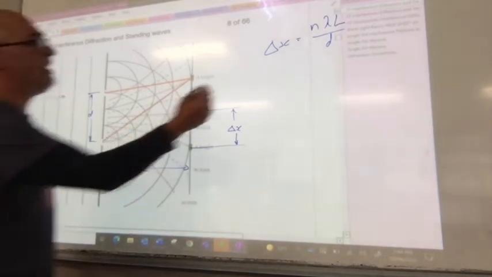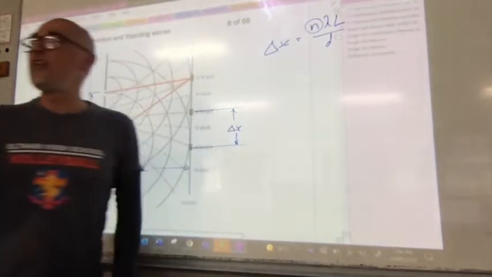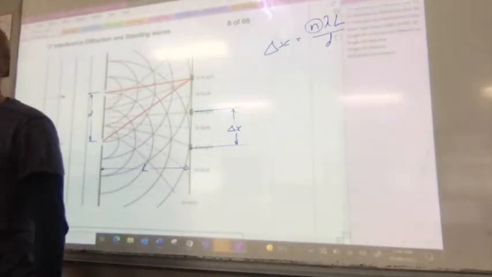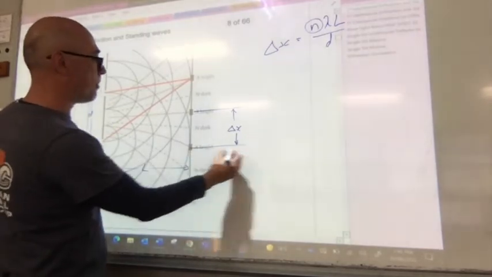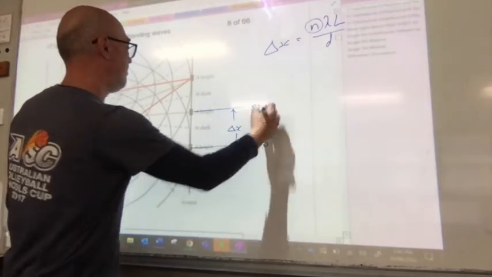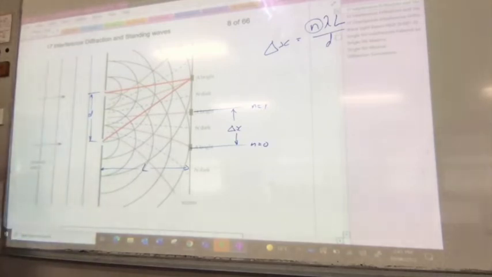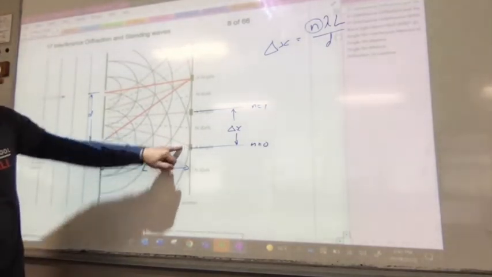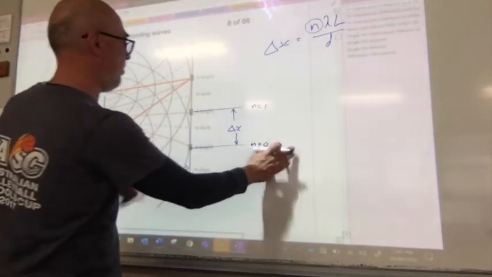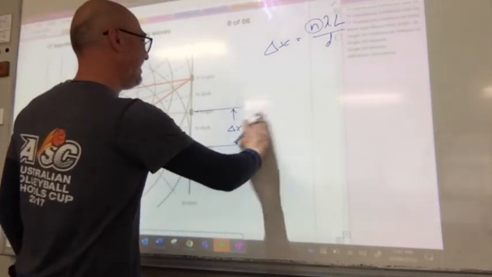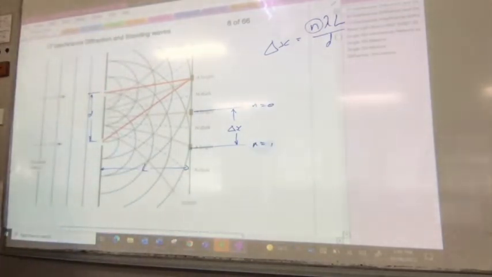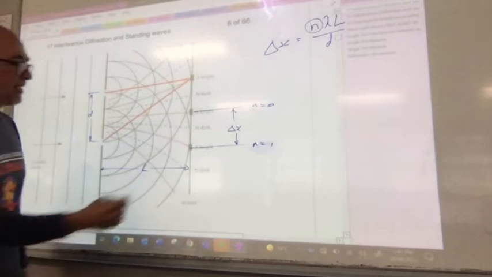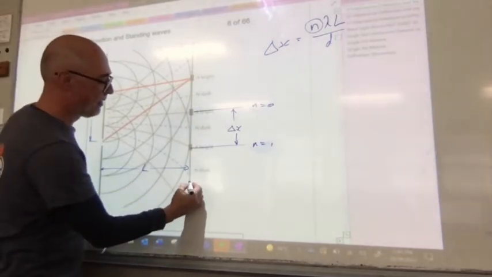Oh, N. N is simply which fringe you are dealing with. In other words, is it the first one? Are you going from N0 to N1? That'll be the distance between the central band. Oh, what am I doing? You want to go N0 to N1. But if you want to go N0 to N2, then you put 2, because it's twice that. It's the next one over.